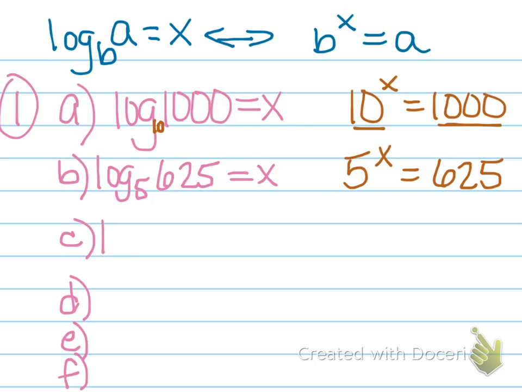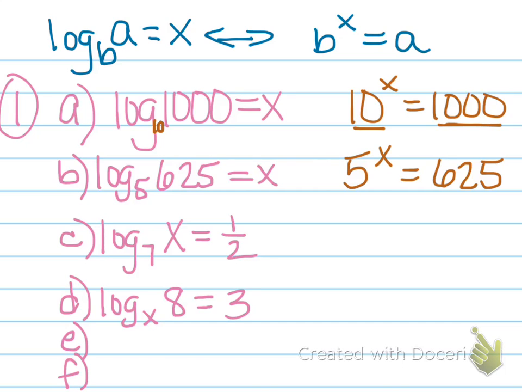So C says log base 7 of x equals 1/2. D says log base x of 8 equals 3. And I guess maybe it'll be a little too tight to fit E and F, so we'll leave those for a little bit later. Okay, so log base 7 of x equals 1/2. So this would be 7 to the 1/2 power equals x. And then for D, this would be x to the 3rd power equals 8.